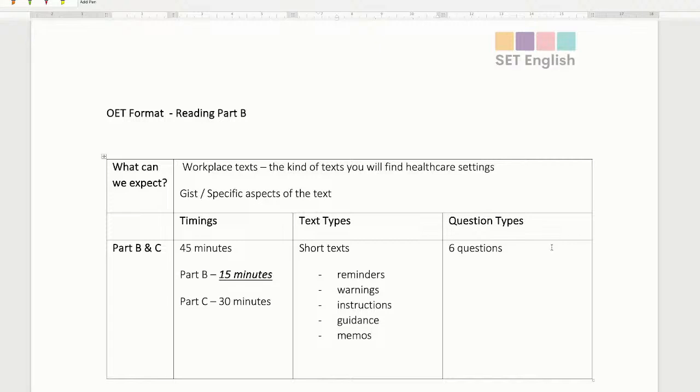And there are 6 questions. They are MCQ3. I'm not sure if you know what that means, but that means multiple choice with 3 options. Multiple choice questions with 3 options, A, B, and C. So in terms of skills, you're going to be using elimination and differentiation, skimming and scanning.